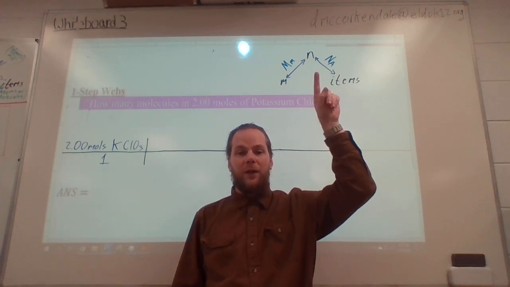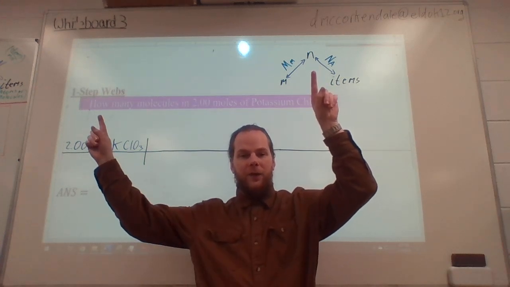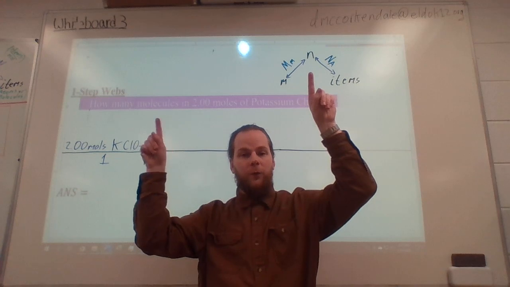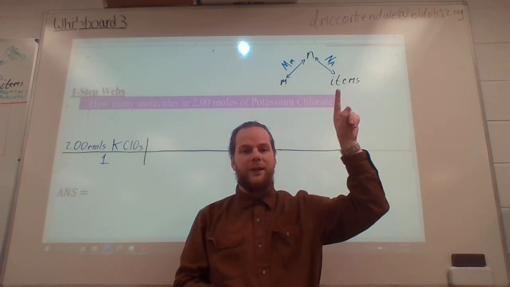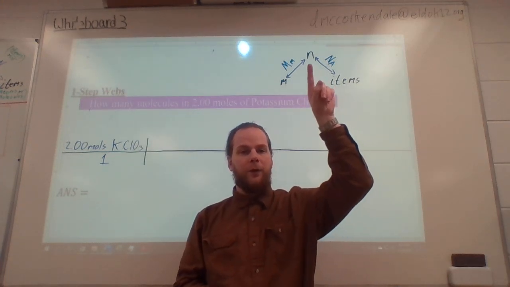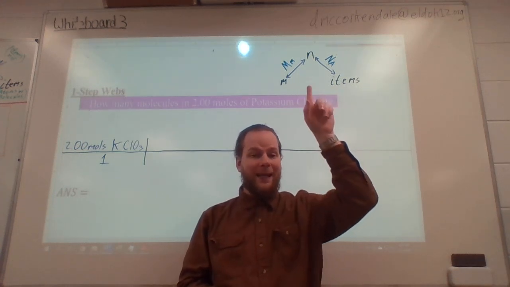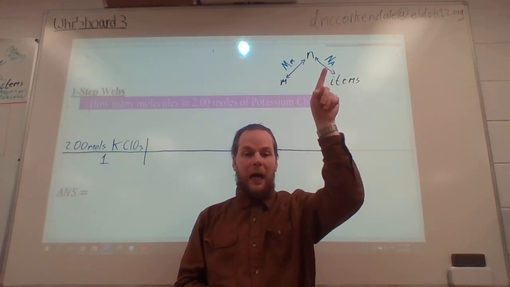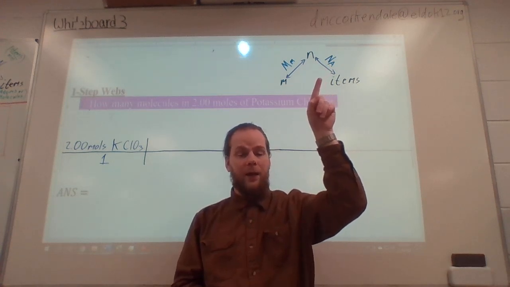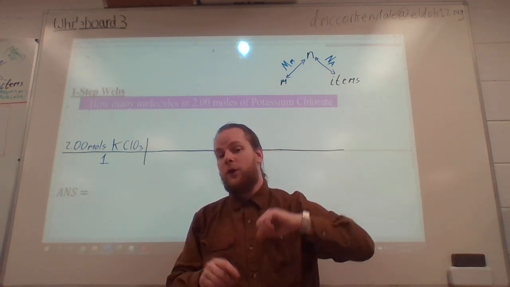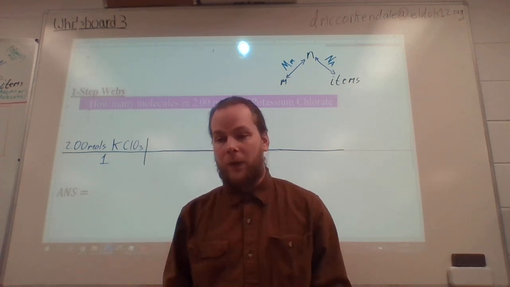Then what is it asking us to find? It wants how many molecules. So if we're looking for molecules, then we're trying to get to items. We're going from N to items. Between N and items is Avogadro's number, Na. So that is what we have to use in order to solve this problem.